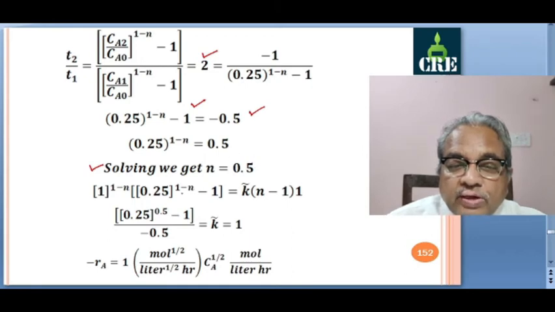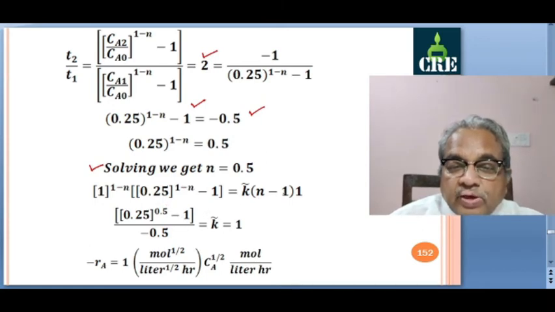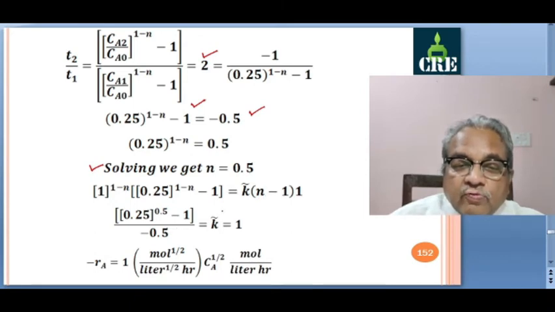Substitute this value of n in any of these data points. I substitute it in the first one, that is Ca1 and T1. So Ca1 is equal to 0.25, T1 is 1, n is 0.5. So if I substitute n as 0.5, what I get here, 1 raised to anything is 1, 0.25 raised to 1 minus 0.5, that is 0.5 minus 1, divided by n minus 1. N is 0.5 minus 1 is minus 0.5. So value of rate constant I get as 1.